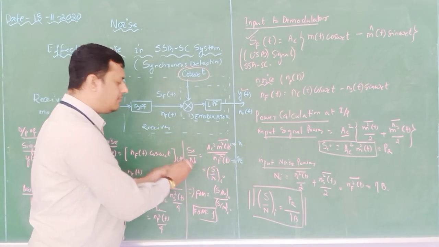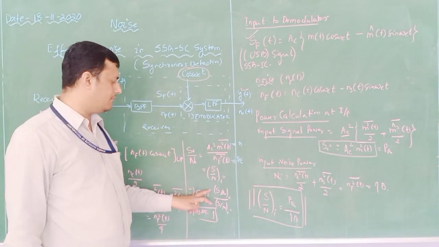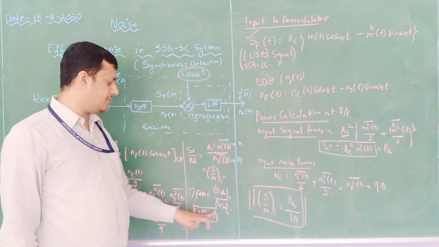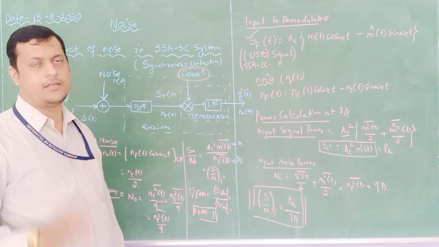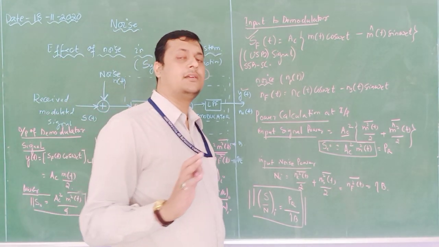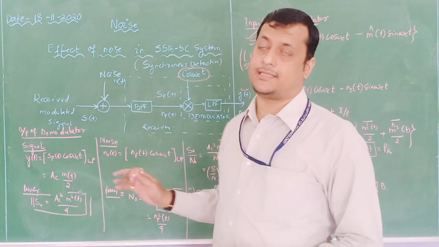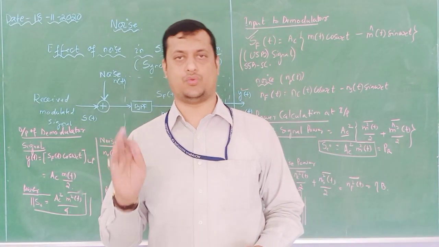Take this component to the left hand side, meaning it will come to the denominator. So that is called the figure of merit. Output SNR by input SNR is equal to 1. So for an SSB-SC system, your figure of merit will be 1. If it is a DSB-SC system, the figure of merit will be 2.